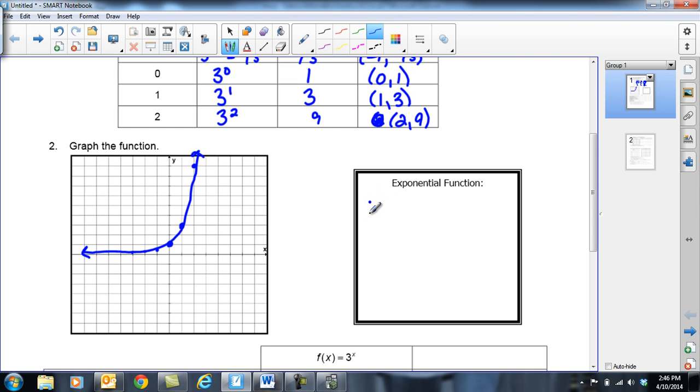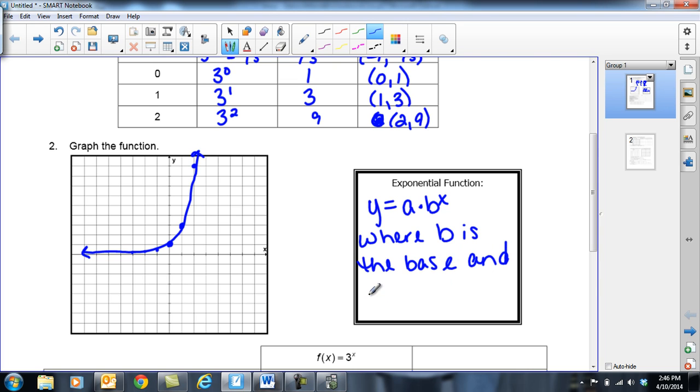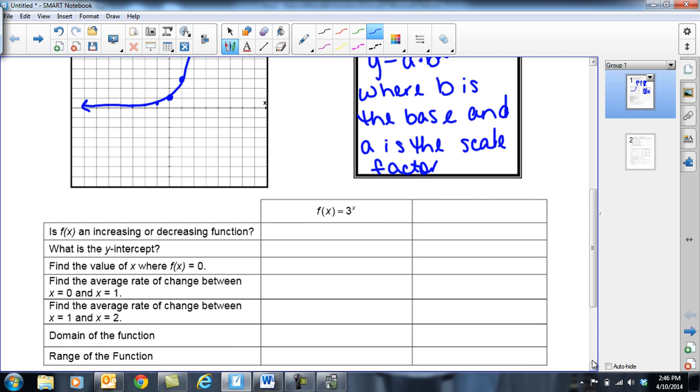So definition of an exponential function. It's a function that can be written in this form. Y equals a times b to the x, where b is the base. We're going to talk about what that means more tomorrow. And a is the scale factor. And we'll talk all about that when we start talking about equations of exponentials. But for today, all we want to do is talk about their graphs and what happens and what do the numbers mean and all of that.